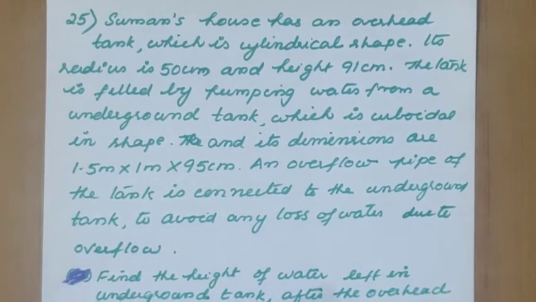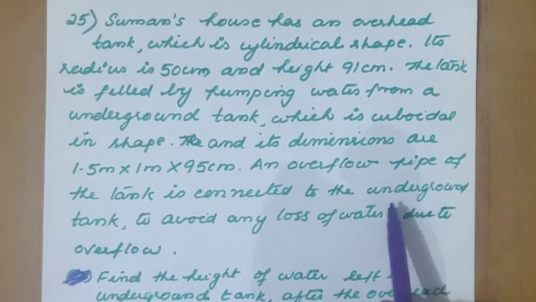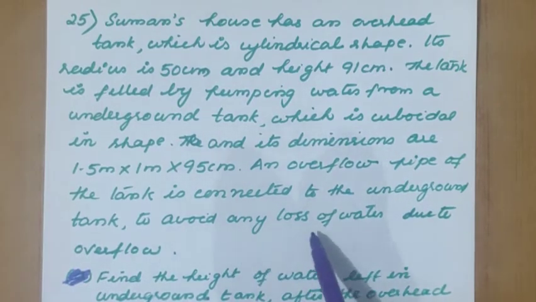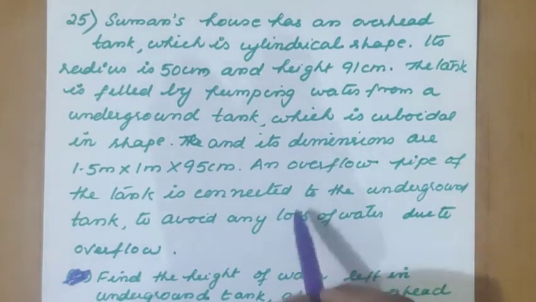Question number 25. Suman's house has an overhead tank which is cylindrical in shape. Its radius is 50 centimeter and height is 91 centimeter. The tank is filled by pumping water from an underground tank which is cuboidal in shape, and its dimensions are 1.5 meter, 1 meter by 95 centimeter. An overflow pipe of the tank is connected to the underground tank, to avoid any loss of water due to the overflow. Now what is the question we have to find?